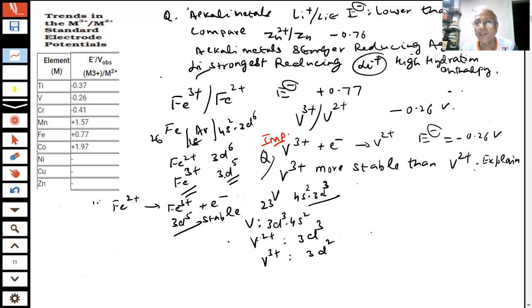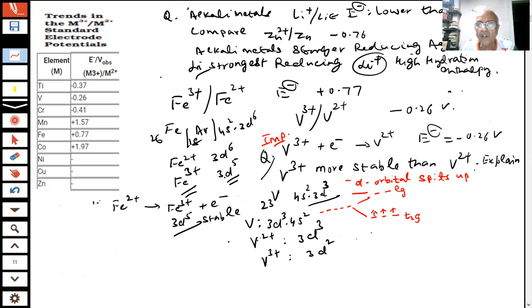We know that the d orbital, students, splits up. The splitting of d orbitals: there are 5 d orbitals, 1, 2, 3, 4, 5. They split up into T2G and EG. When the ligands come, students, what happens? The d orbital symmetry is destroyed. We will do this in coordination compounds, which is our next topic. So now you have 1, 2, 3. So this T2G is half filled.